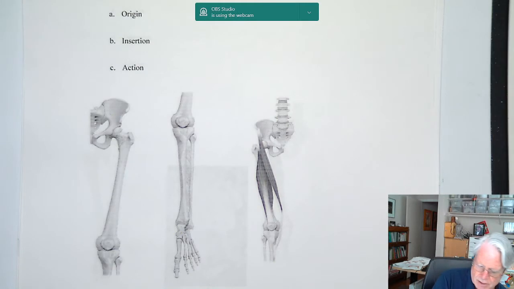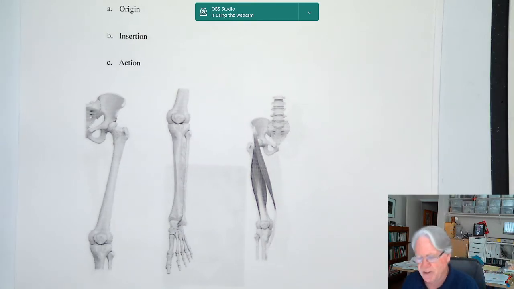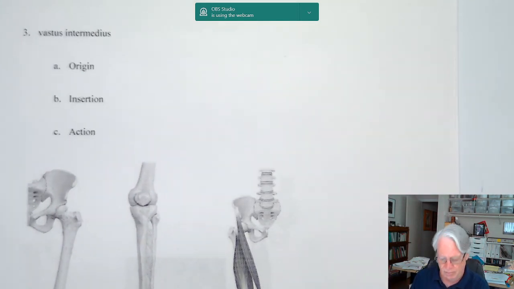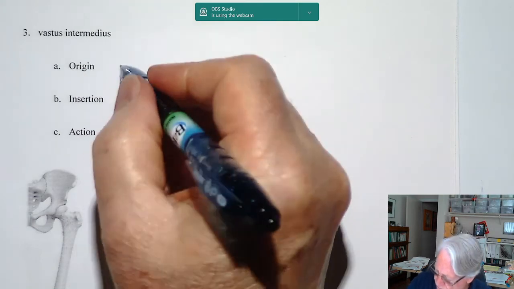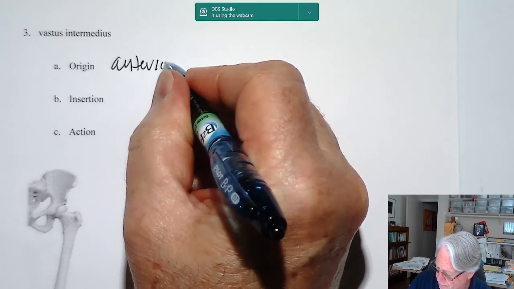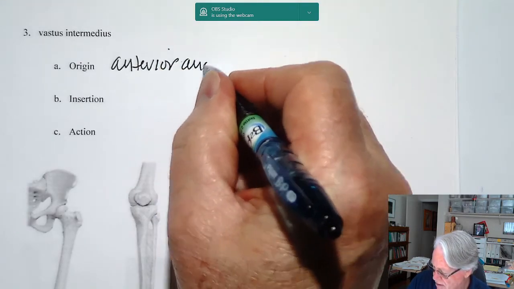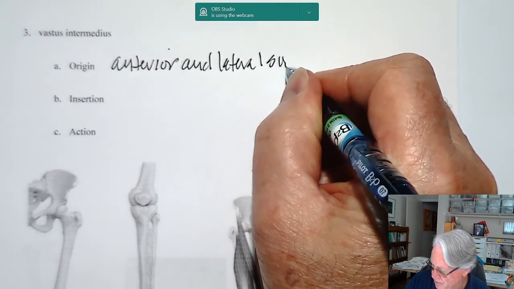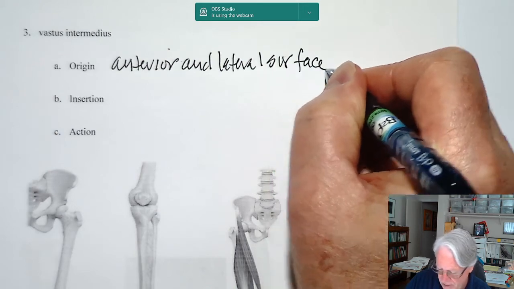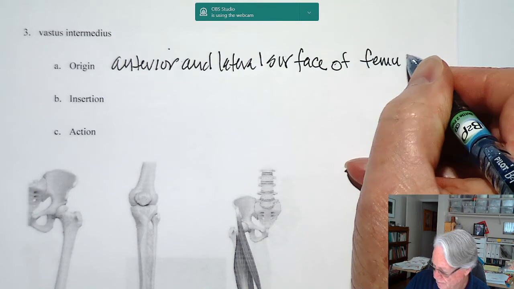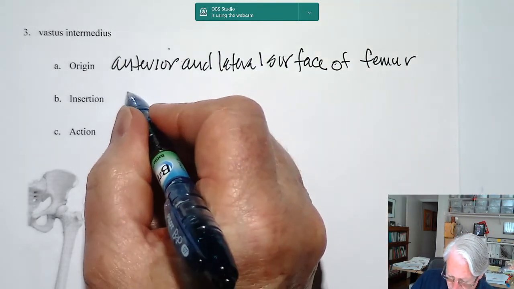Next muscle is going to be vastus intermedius. Vastus intermedius. So let's go ahead and get our information down. Vastus intermedius. Origin, anterior and lateral surface of femur. Tibial tuberosity.